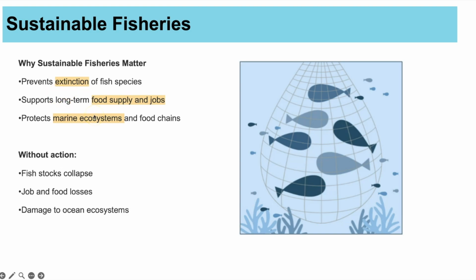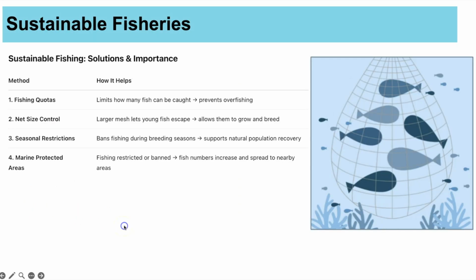Also, it means that we are having long-term food supplies, but also jobs for people who do fishing for a living. And it helps to protect the entire marine ecosystem and food webs as well. So if we don't put in actions to make sure fishing is sustainable, then eventually fish stocks will decrease and collapse. That means there will be job losses, there'll be food losses, and will permanently damage the oceans.